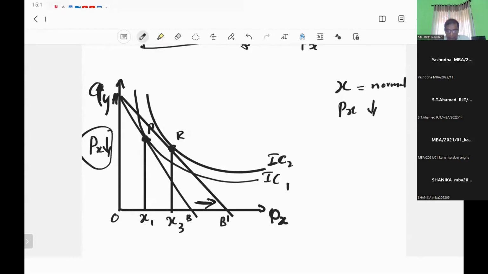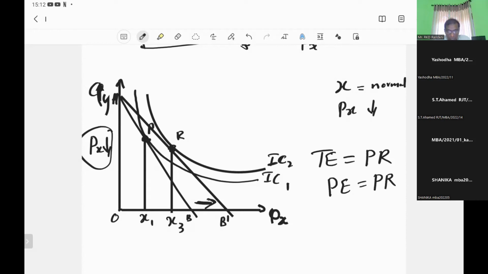Now there is a total effect. The equilibrium point shifts from point P to R, that is the total effect. Then total effect is equal to P to R. Total effect or price effect, both are correct. Price effect is equal to P to R. Now, commodity X is considered a normal good.